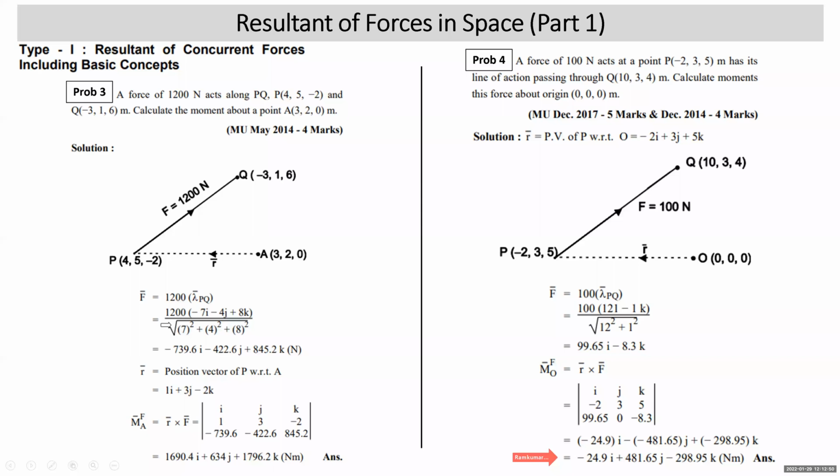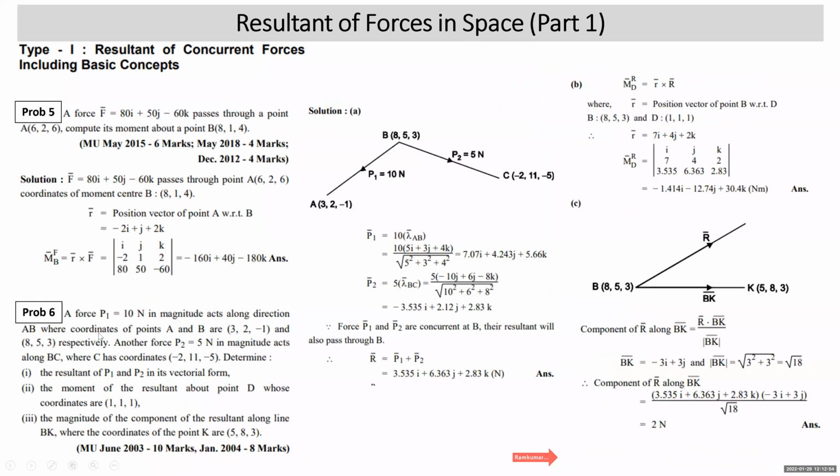Quite simple, right? But quite important from the examination point of view. We take one more problem of this type. Problem number 5. The force F bar, 80i plus 50j minus 60k, passes through a point A. Compute its moment about point B.